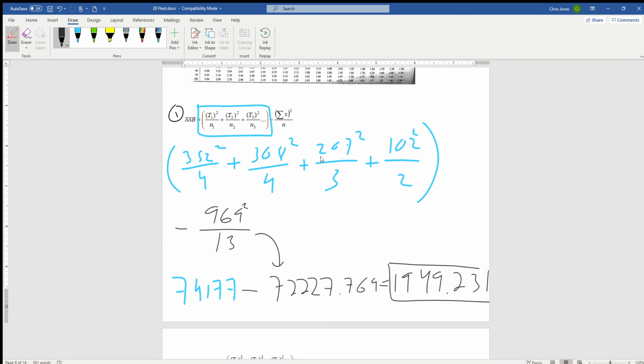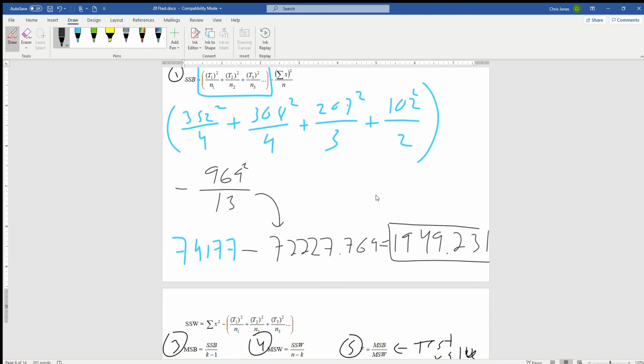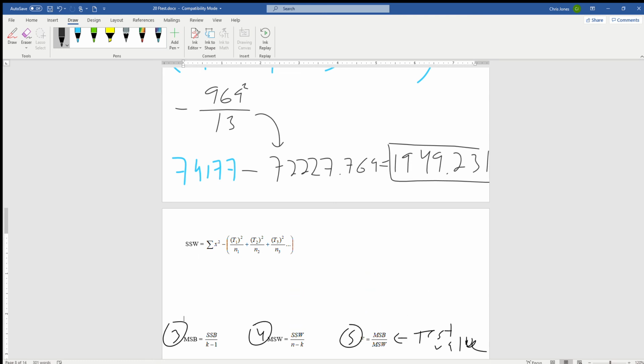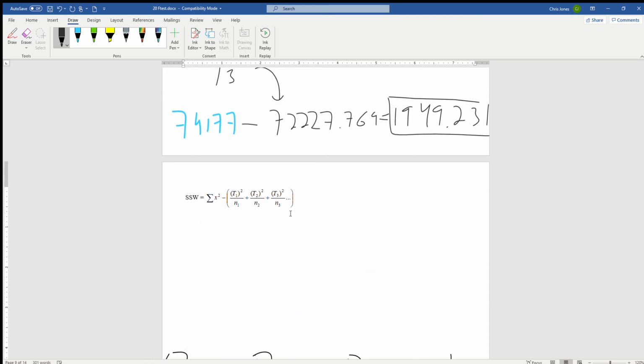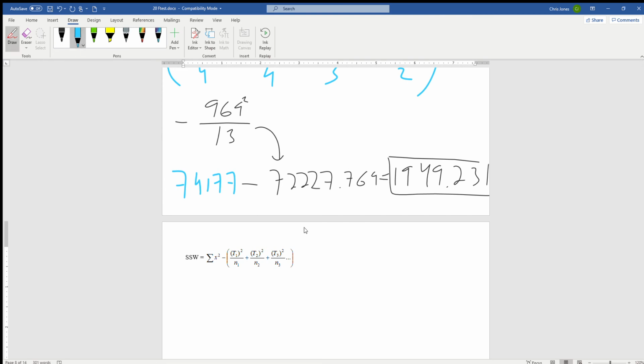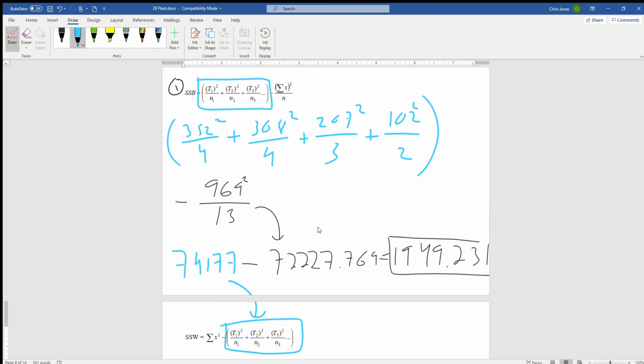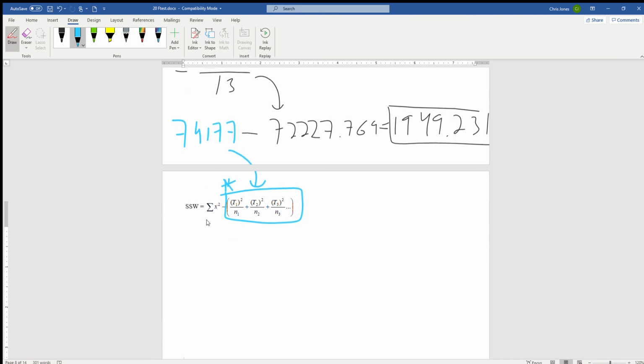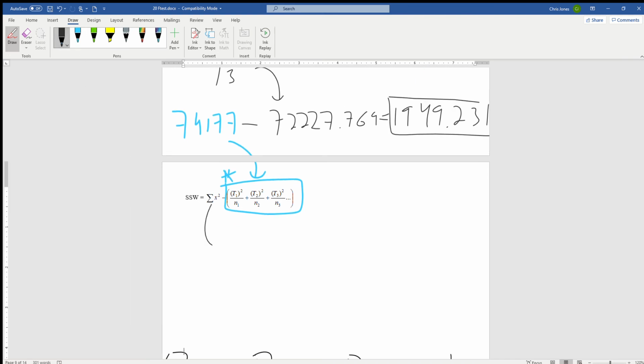Now, this is where we have to do a little bit of work to get our SSW. Recall, for SSW we have to square every single one of those observations, and then from that subtract this T1 squared over N1, etc. But remember, that's the number we just got, because that's the same thing in the formula from above. So no need to recompute it. We already know that's 74177.